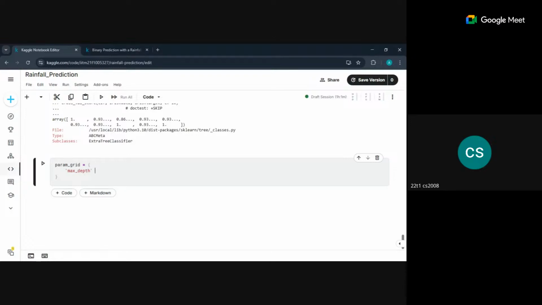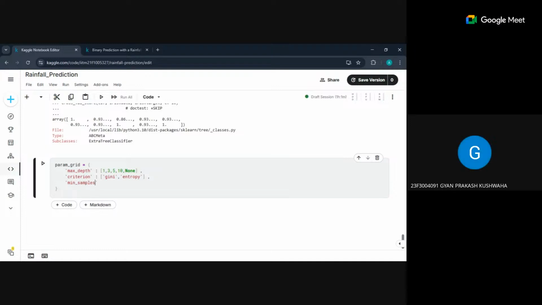And let's give max depth as one very simple: 1, 3, 5, 10. And let's give what else. We'll try the two criterion. So criterion will go with Gini and entropy. Then what else? We'll give minimum sample split.